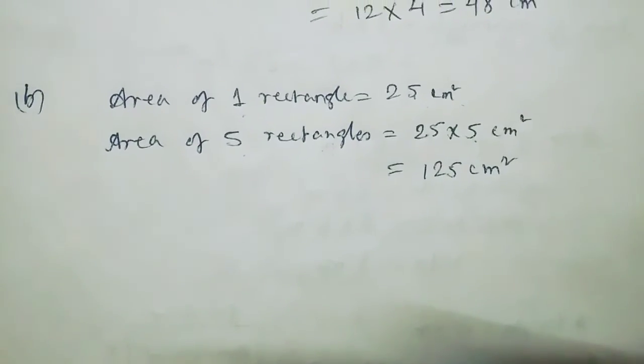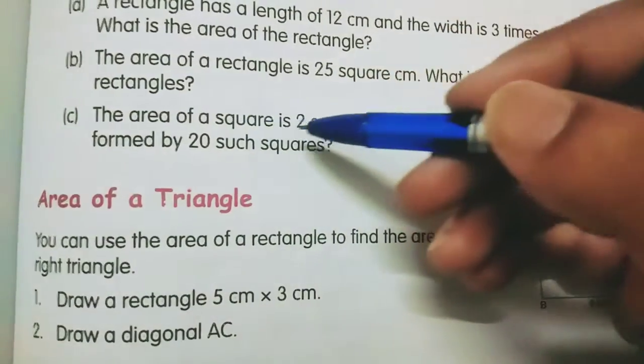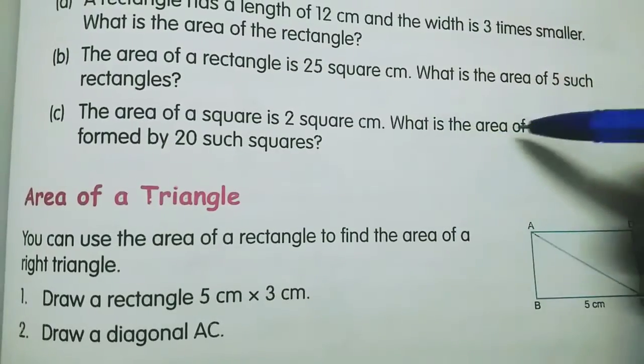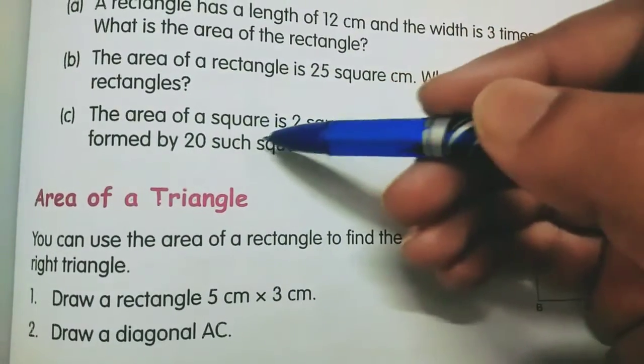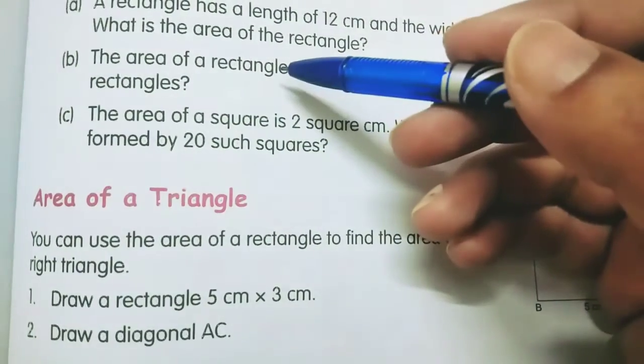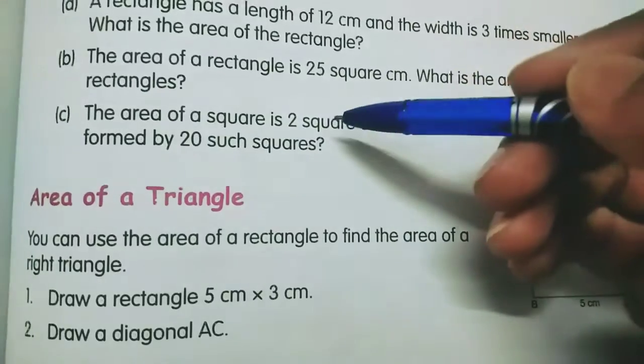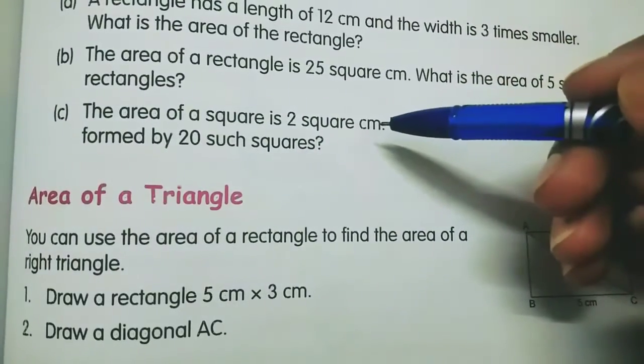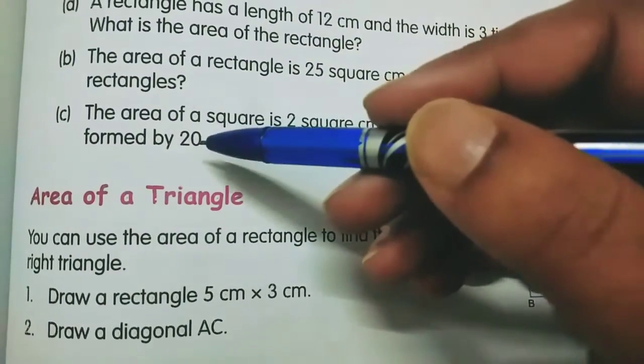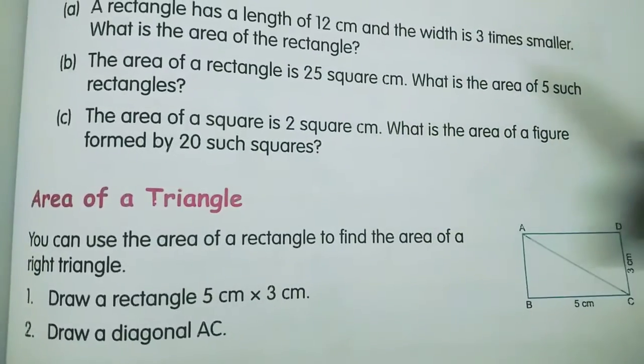Very simple, right? And the last question: the area of a square is 2 square centimeter. What is the area of a figure formed by 20 such squares? Same question like B. One square's area is given as 2 centimeter square. What is the area of 20 squares? So 20 into 2, that is 40 square centimeter.